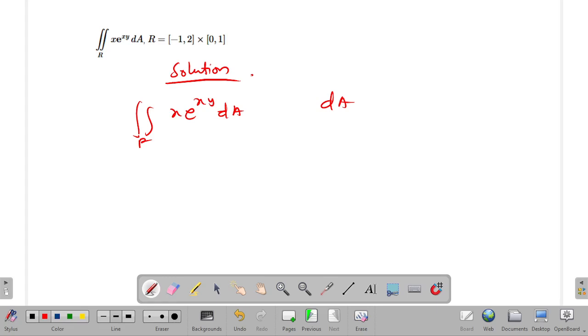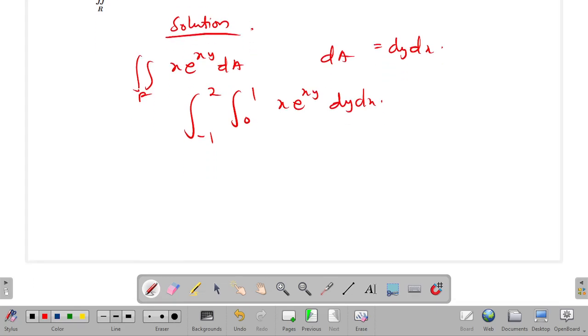So first of all, for this one, let's assume you want the y first, then the x. Hence, my outer becomes x. This is x, this is y. From negative 1 to 2 for y, from 0 to 1 for x. Then x e to the power xy, then dy dx. We want to integrate this with respect to y. What happens to our integral?